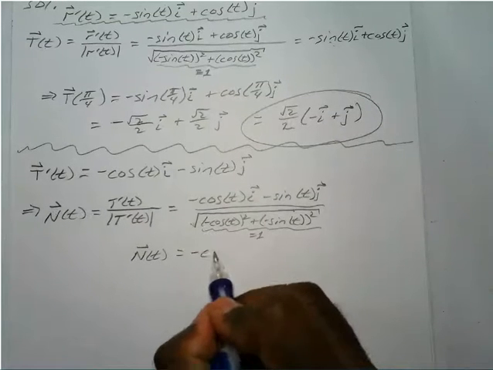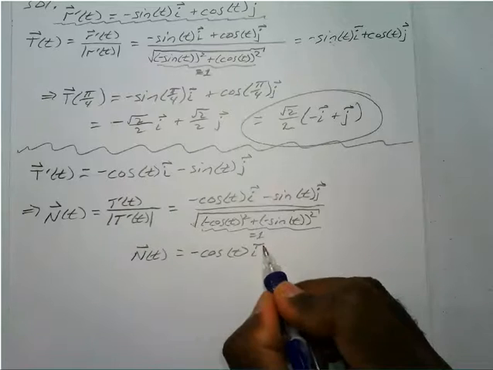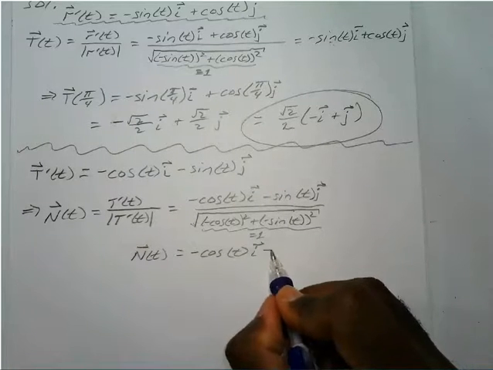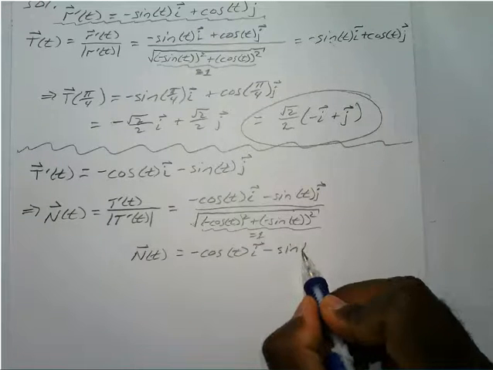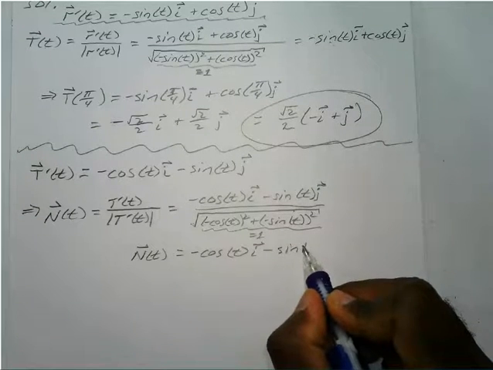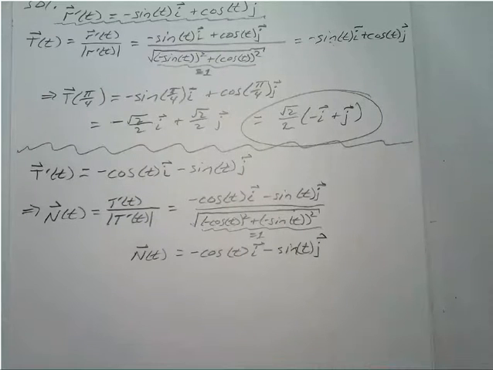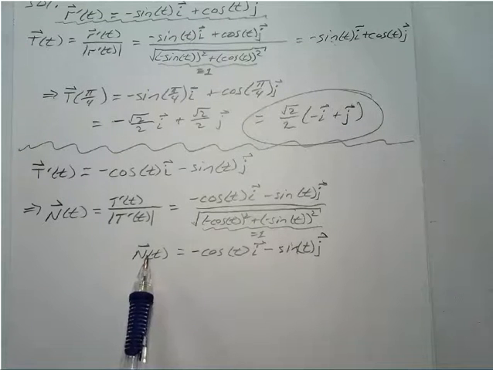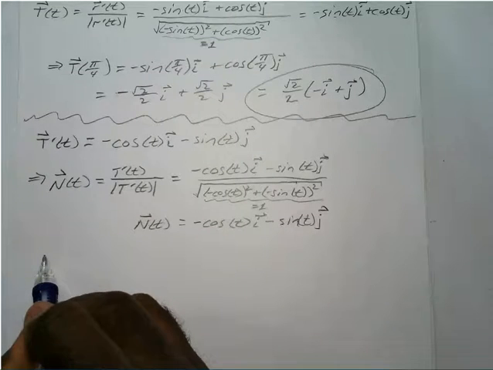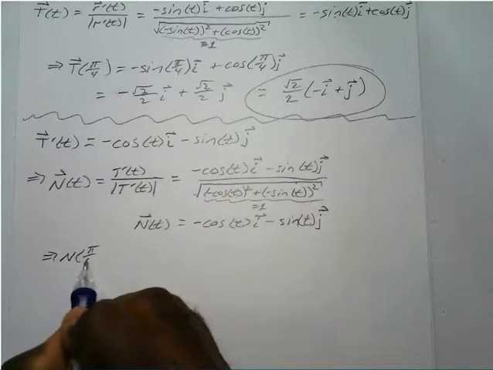So it's negative cosine of t times the i vector minus sine of t times the j vector. Now, once again, we have to find our normal vector at pi over 4.